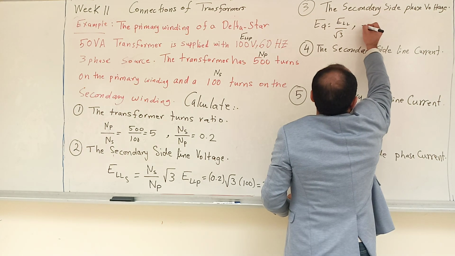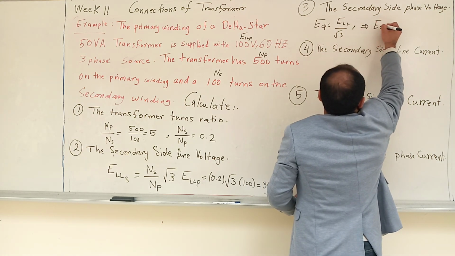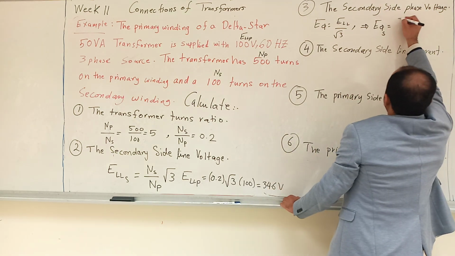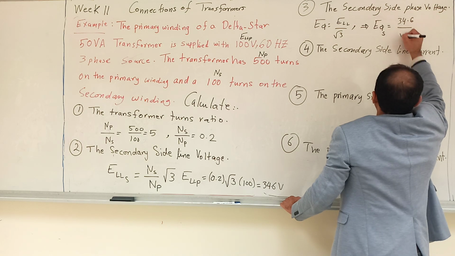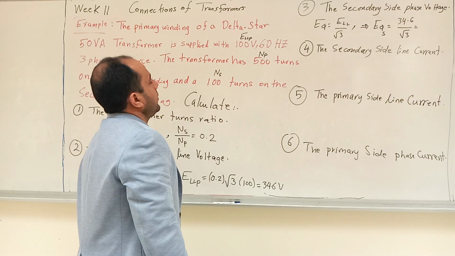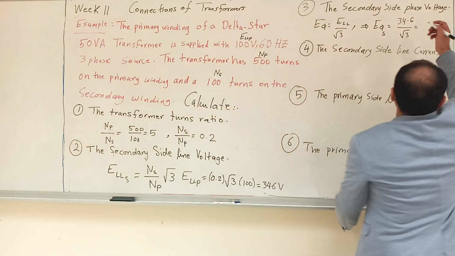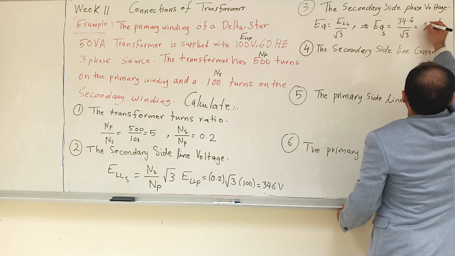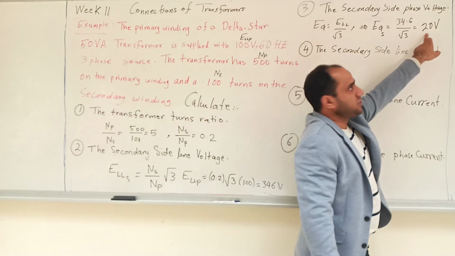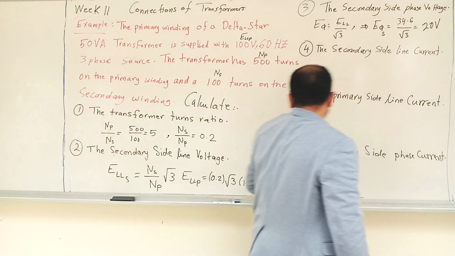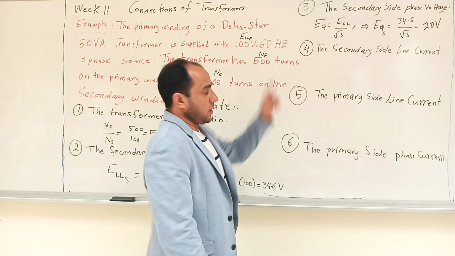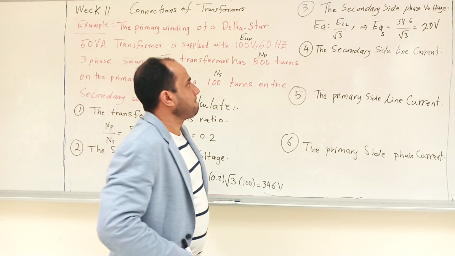So E phase in the secondary side is the line to line voltage we just calculated, 34.6 over root of 3. Again, we're dividing 34.6 by 1.73. This is 20 volt. So that's the phase voltage in the secondary side. Note that this voltage should always be less than the line voltage. We know line voltage is always greater than phase voltage in Y connection. In delta they are the same.